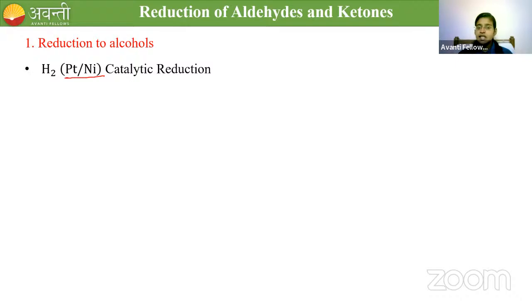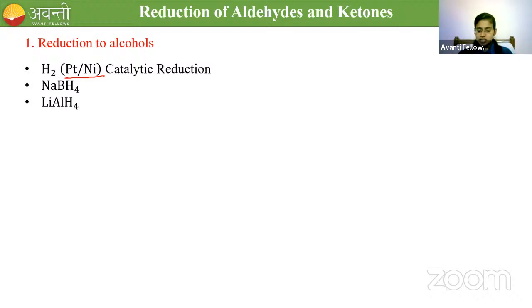Okay, what is a catalyst? The one which is used to speed up the reaction, or the one which alters the rate of the chemical reaction, is called a catalyst. So platinum and nickel are the catalysts here. The second reducing agent is sodium borohydride, and the third one is lithium aluminium hydride. So these are the 3 reducing agents which we use here for the reduction of aldehyde and ketone.